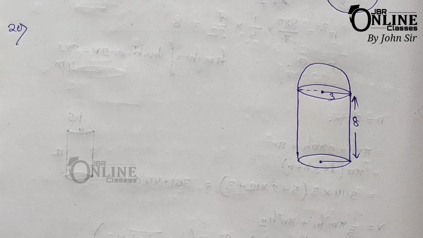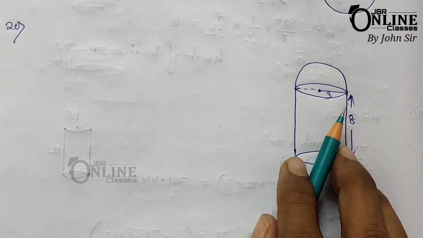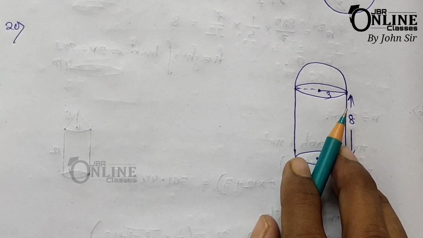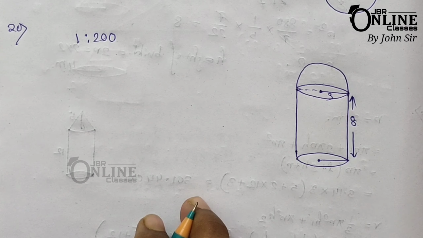Okay, so here the last problem, sum number 20. The given figure shows a model of a solid consisting of a cylinder surmounted by a hemisphere at one end. So this is a cylinder and this was the hemisphere. If the model is drawn on the scale of 1:200, find the total surface area of the solid in pi meter square, and then you have to find the volume of the solid in pi liters.